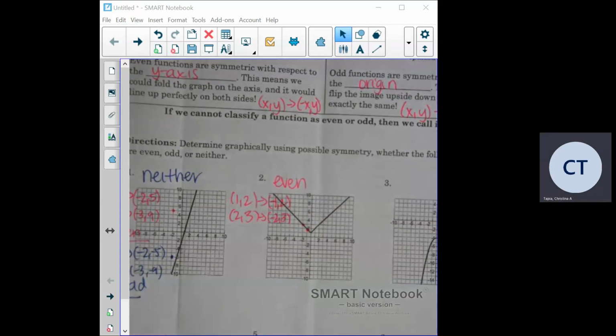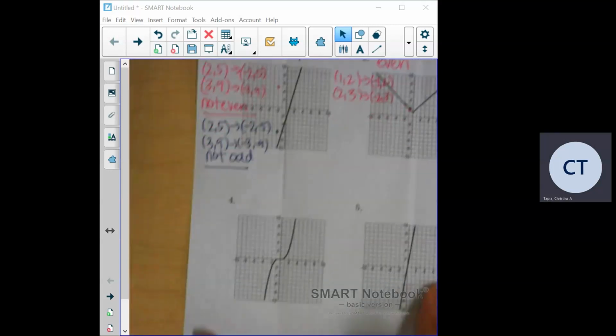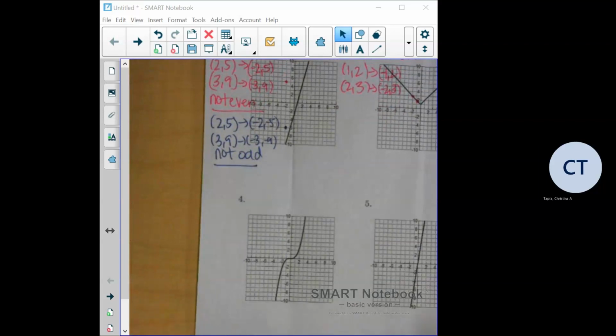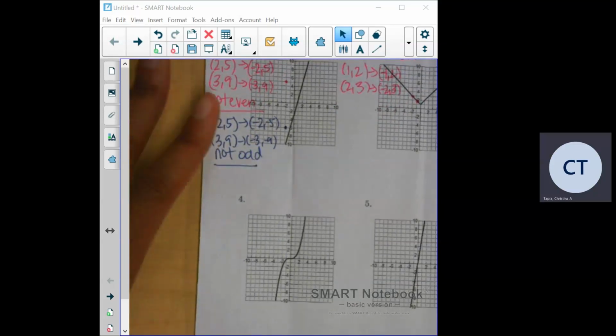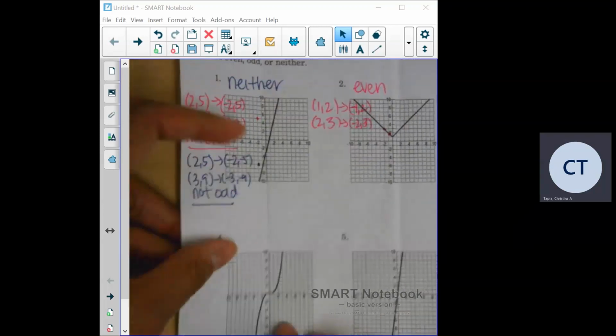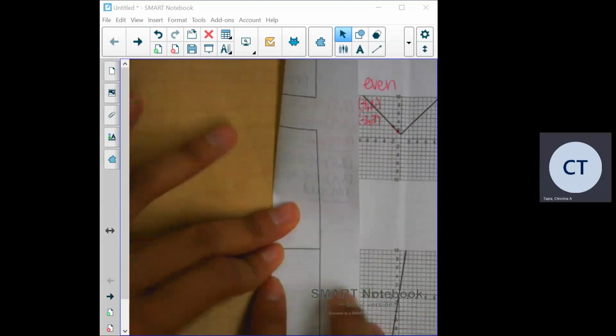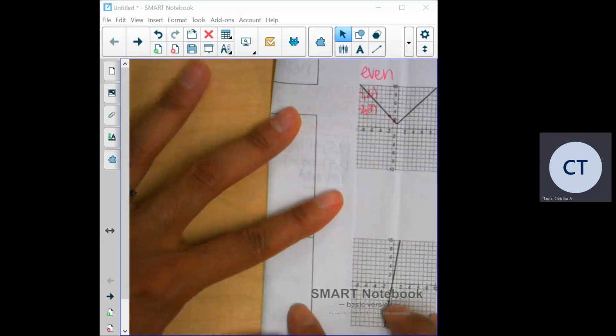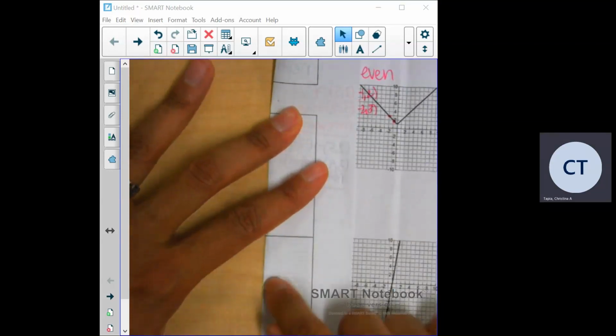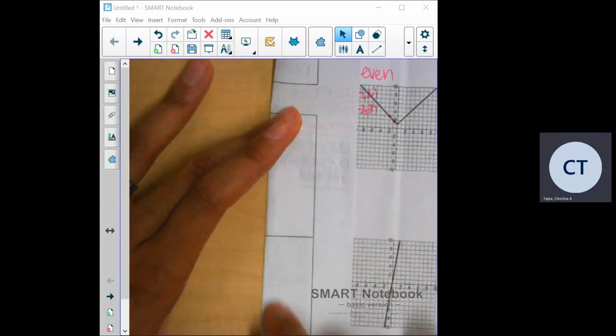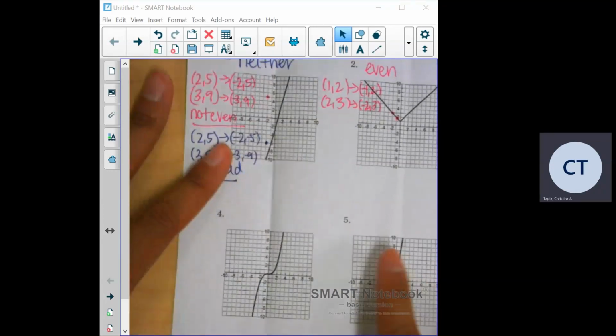Let's look at one more problem before you try a couple on your own. Let's look at number 4. So the first thing you always want to check first is to see if it's even. Even means if I was to fold this along the y-axis, which there's still a crease. Okay, I'm not seeing this thing line up beautifully. It looks like this side's going up and this side's going down just by reflecting it.